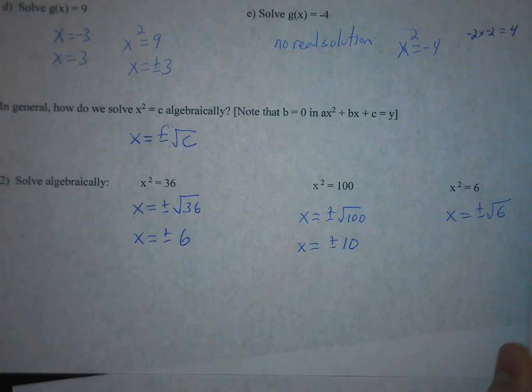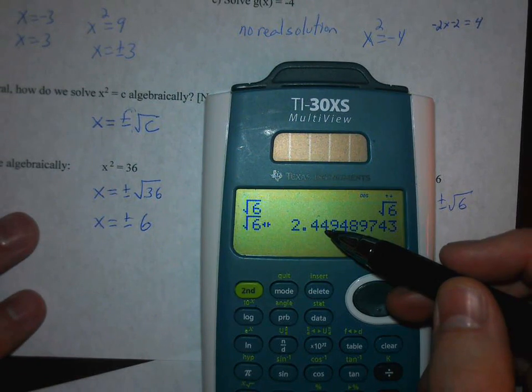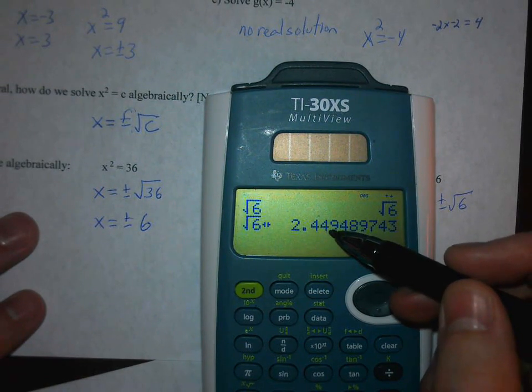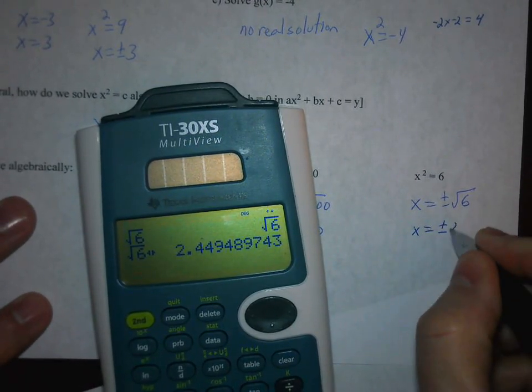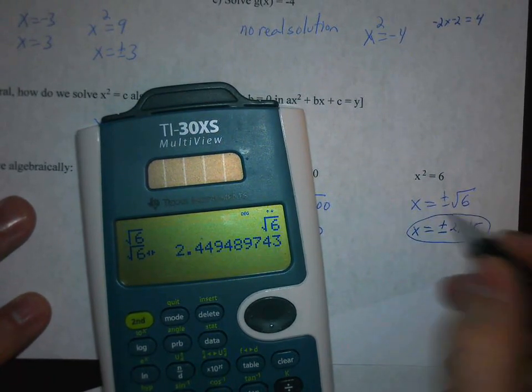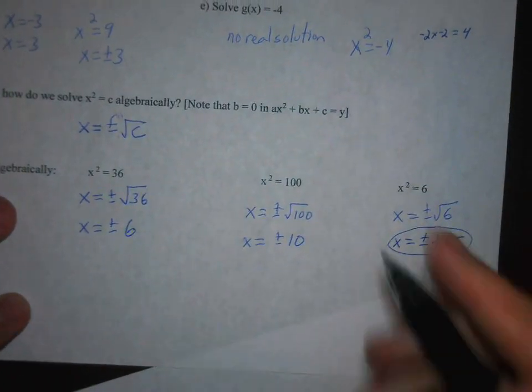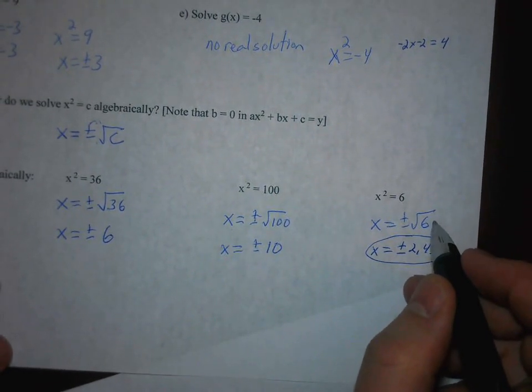But if I said to round to the nearest tenth or the nearest hundredth, if I did the nearest hundredth, that's the second decimal place. So the 9 will round this 4 up to a 5. So x equals plus or minus 2.45. That would be to the nearest hundredth. Okay, if I don't tell you what to round to, then leave it in exact form.